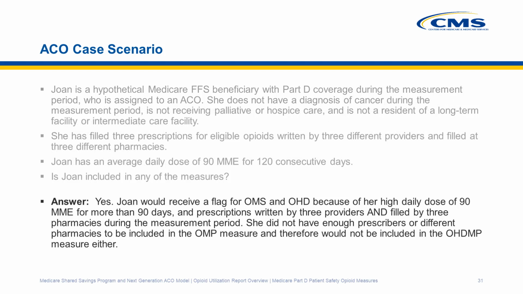The answer is yes. She would be included in the OMS and OHD measures. She qualifies for these because of her high daily dose of 90 MME for equal to 90 days, and because she had 3 prescriptions written by 3 different providers and filled by 3 different pharmacies during the measurement period. She did not have enough prescribers or different pharmacies to be included in the OMP measure, and therefore would not be included in the OHD-MP measure either.